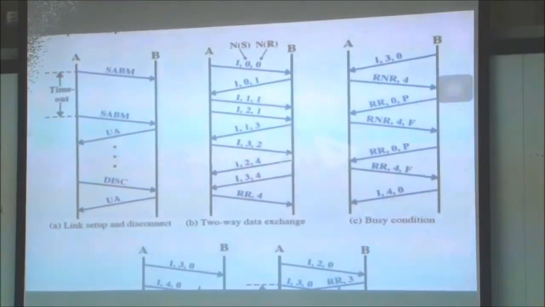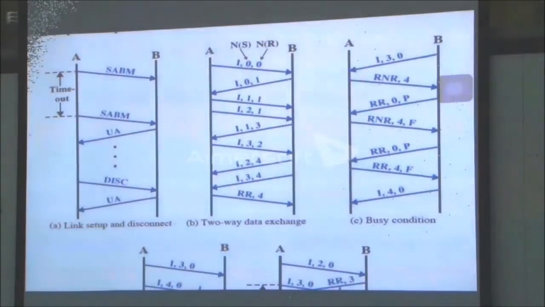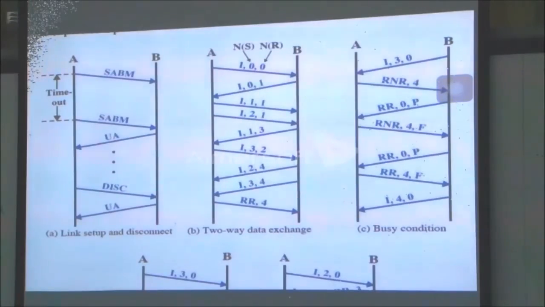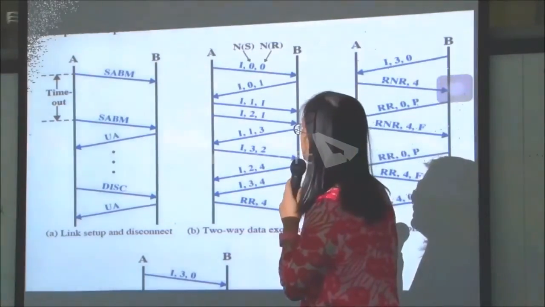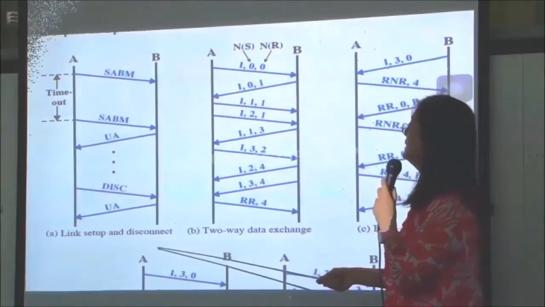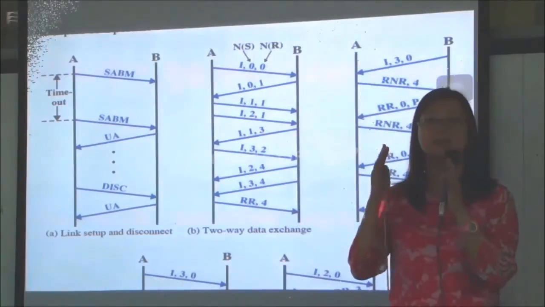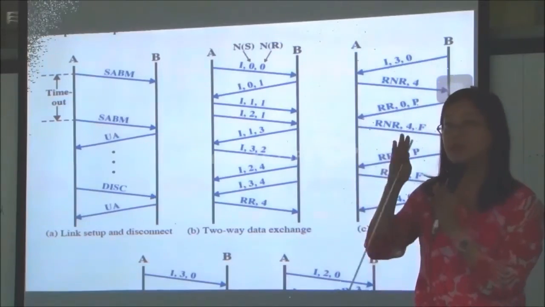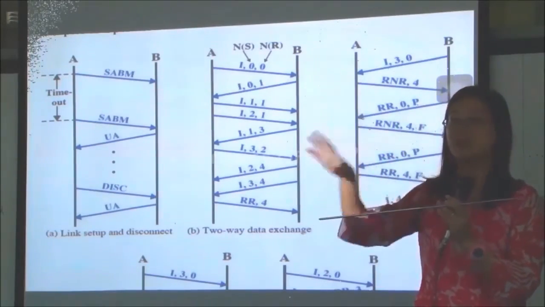Now look at the example. I will turn off the light now because I will use the slide as the main board right now, okay? So we have, the first example is the link setup and disconnect. Suppose you have A and B, right? This is the same as the space-time diagram, but you flip it. Usually we draw it in a horizontal way, right?